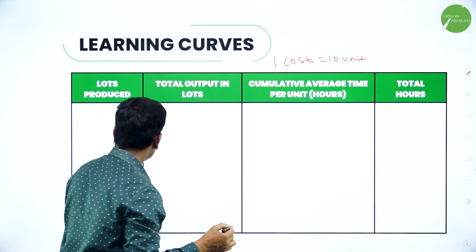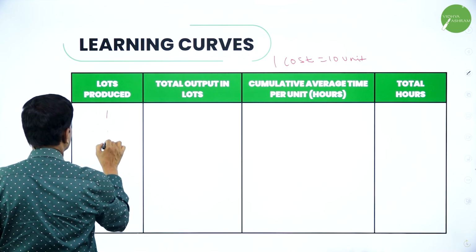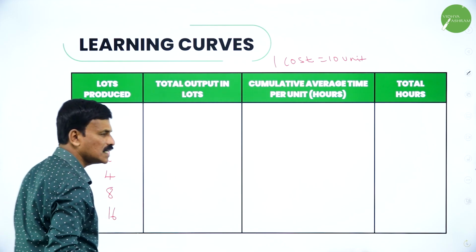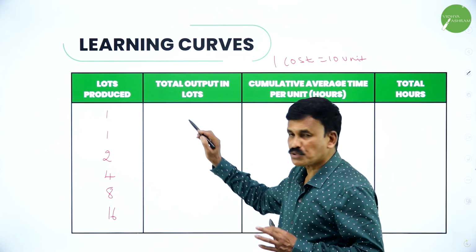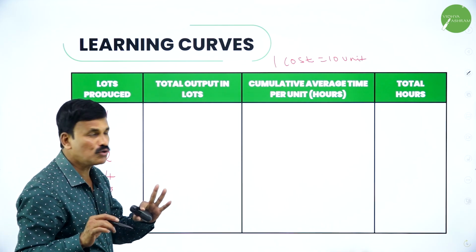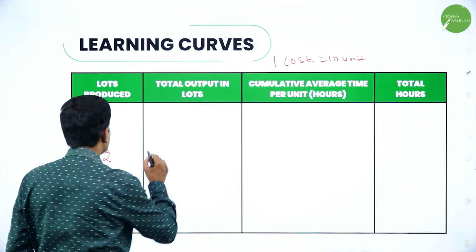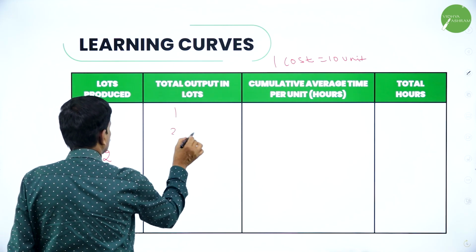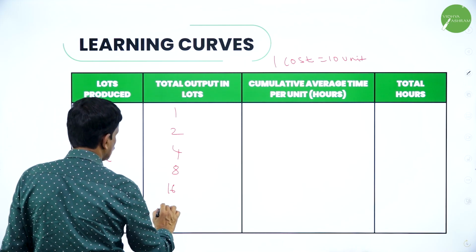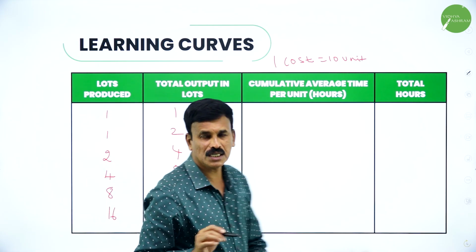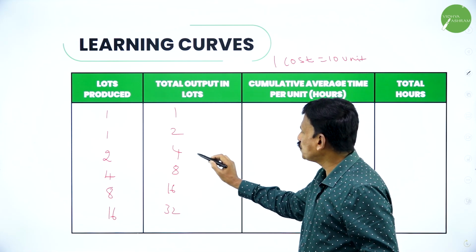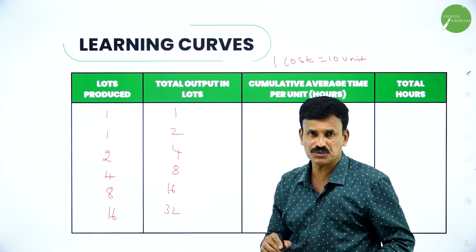So you know for 90% the lots produced are 1, 1, 2, 4, 8 and 16, right? Then total output in the lots is 1. Then 1 into 2 is 2, 2 into 2 is 4, 4 into 2 is 8, 8 into 2 is 16, 16 into 2 is 32. So here the total output in the lots is 1, 2, 4, 8, 16 and 32, right?